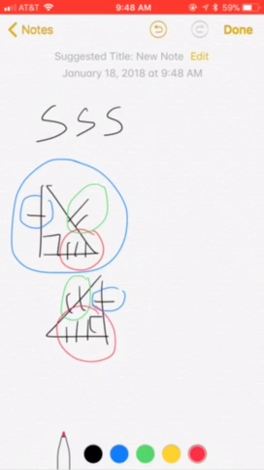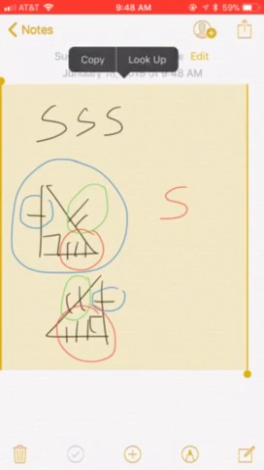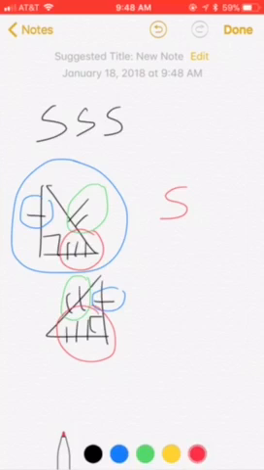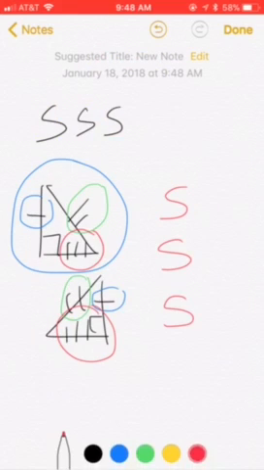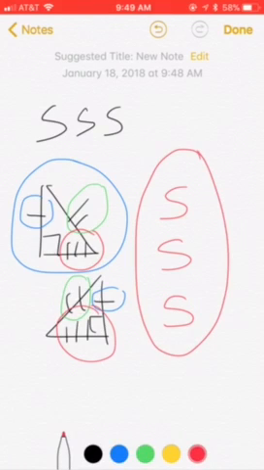So if we notice, we have the one tick mark sides, which would be obviously one set of sides. We have the two tick mark sides in green, which would be a second set of sides, and we have the third tick mark sides, which would be a third pair of congruent sides in the triangles. This would be enough to show that the two triangles are congruent by the side rule.